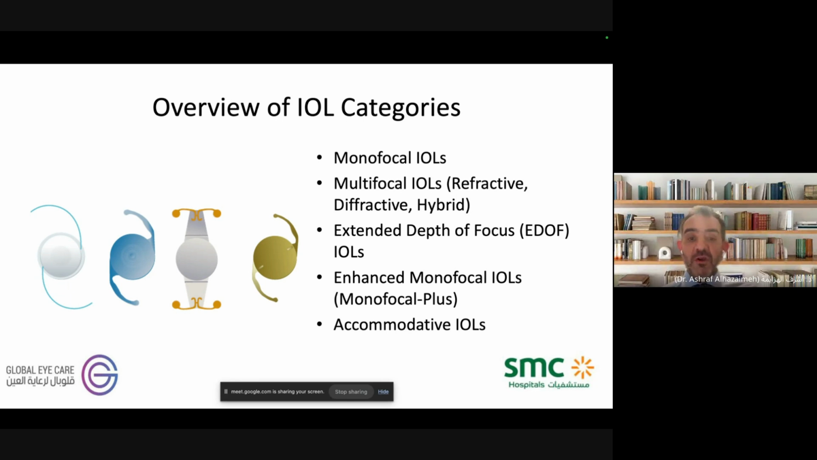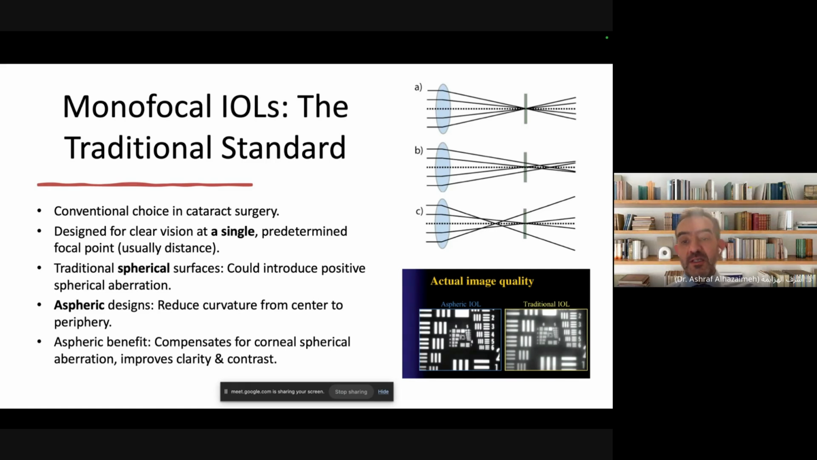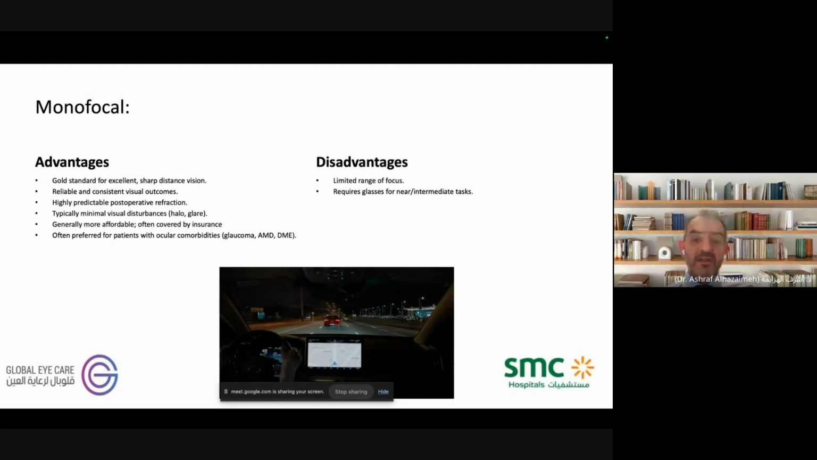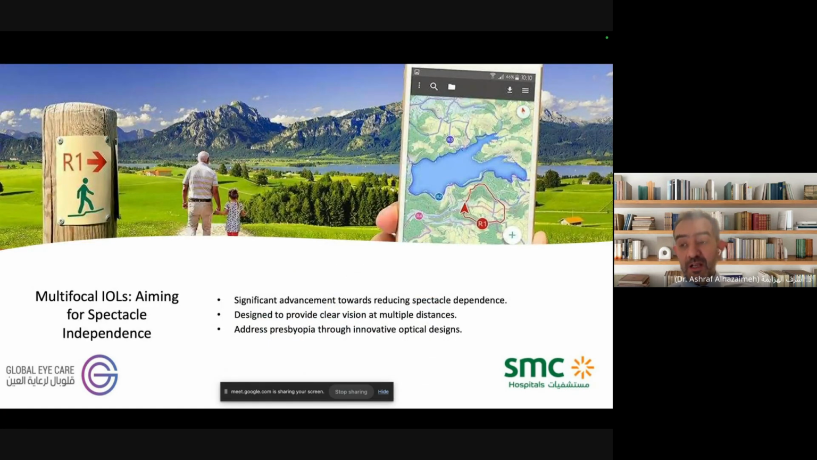If we have an overview of what IOLs there are in the market, you will have different categories that we will run through. The first category is the monofocal IOL, and as you know, the monofocal IOL focuses light and vision on a single point, like you see in this model, graph A, where all the light is focused on one point. This spherical monofocal IOL has itself advanced with the introduction of aspheric IOL models, which improve contrast sensitivity and vision. The monofocal is very sharp for distance, and it is free of halos or glare, but the problem is the limited range of focus and the need for glasses for near vision.